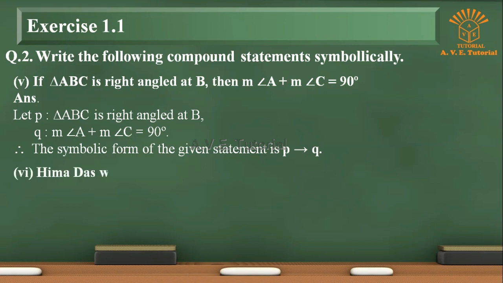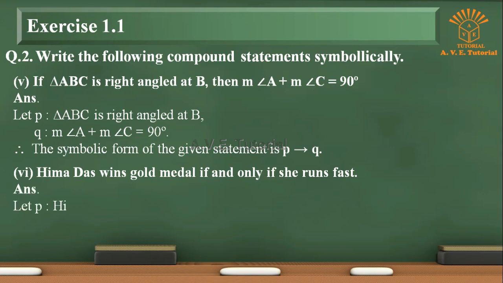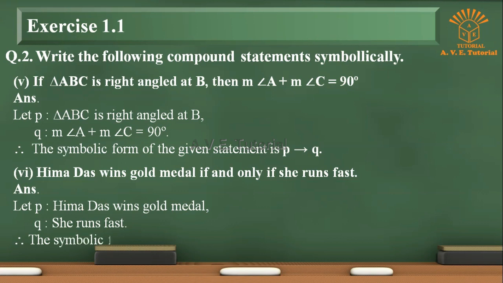Sixth, Hima Das wins gold medal if and only if she runs fast. Answer. Let statement P be, Hima Das wins gold medal. Statement Q, she runs fast. Therefore, the symbolic form of the given statement is P biconditional Q.